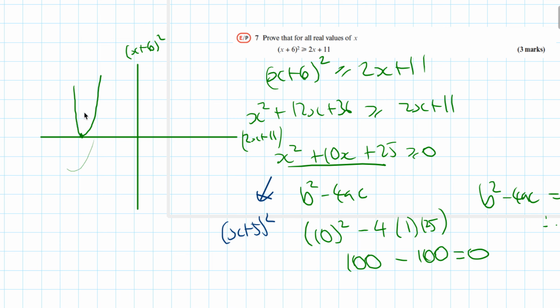Then the rest of it shows that (x plus 6) squared is always going to be greater than the 2x plus 11.